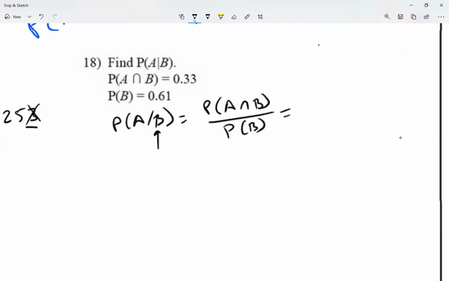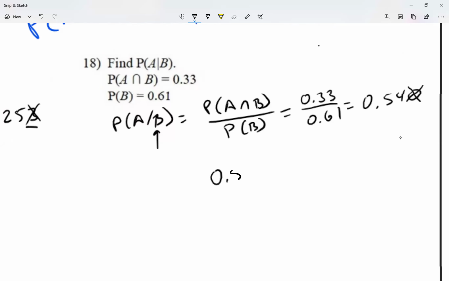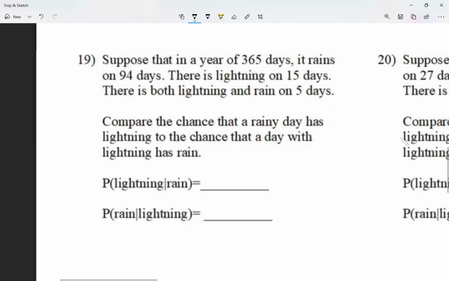So in this case, it's 0.33 divided by 0.61. According to my calculator, that is 0.540. My third number is small, 4 or less is small, so it means ignore it. And my answer will be 0.54. Not too bad. Now let's take a look at number 19.